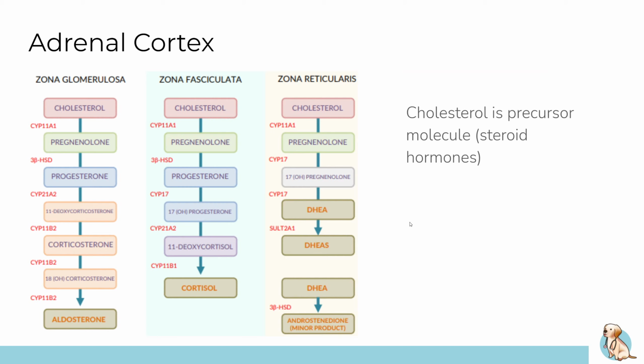All the adrenal cortex hormones are steroid hormones, which means they all come from cholesterol and have these really long pathways. You don't really need to remember what the pathways are, and they'll be more important when we go through one of the conditions later on.